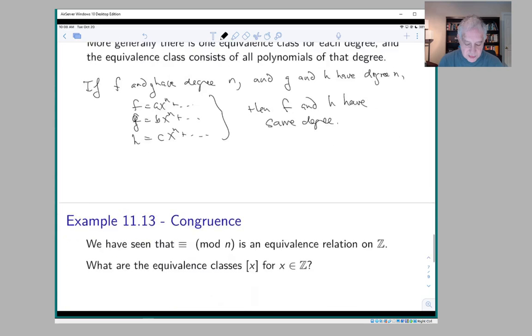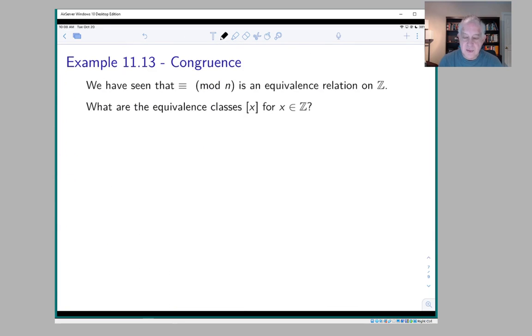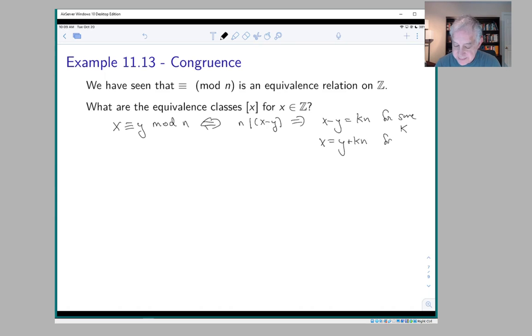And now I have one more really fundamental example that we've seen before. We already showed that congruence mod n is an equivalence relation on Z. What are the equivalence classes in that case? Well, let's remember that x is congruent to y mod n. That means that n divides x minus y. And that means that x minus y is k times n for some k. In other words, x is equal to y plus kn for some k.